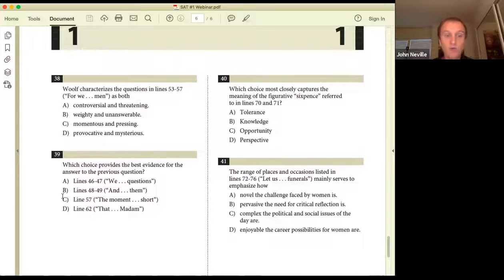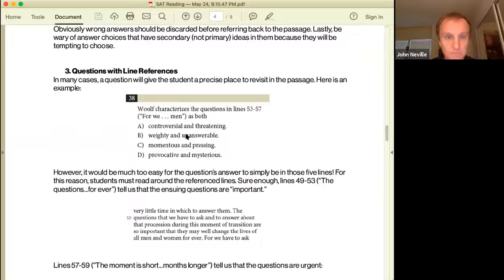Also, it turns out the right answer to 39 is answer choice C, which is the only answer choice that has a line reference that is right after that initial line reference, which is kind of interesting. But that is how you answer the questions that have line references in them.